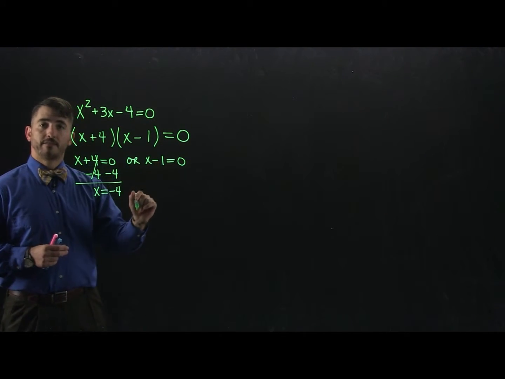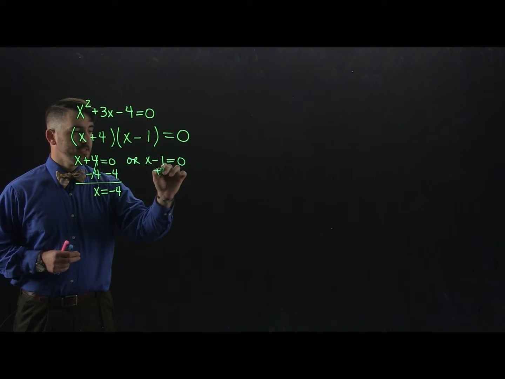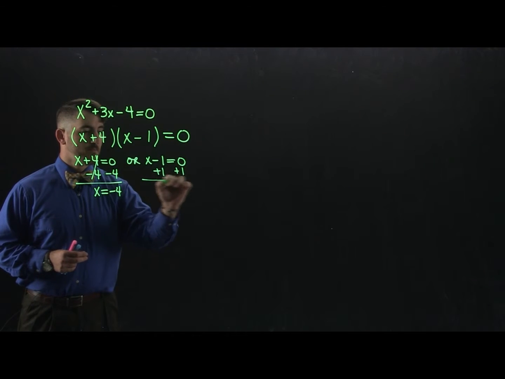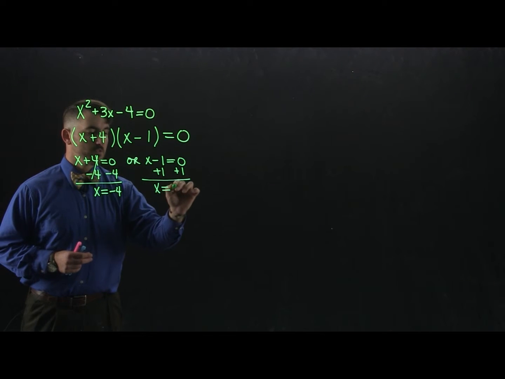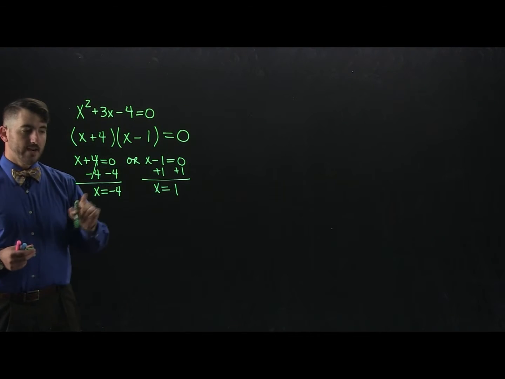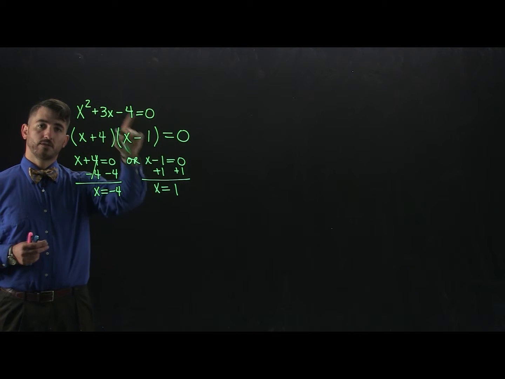In this case, if I were to add 1 to both sides, I get x equals 1. So -4 and 1 are solutions to this equation.